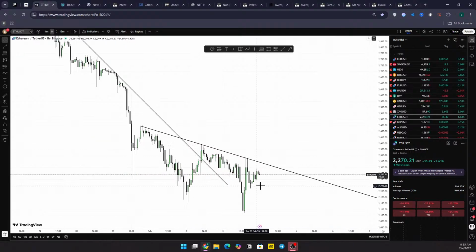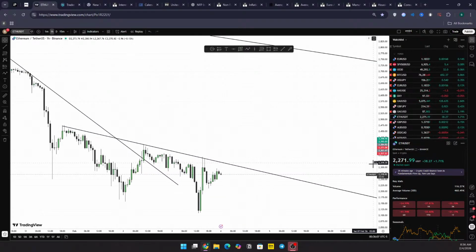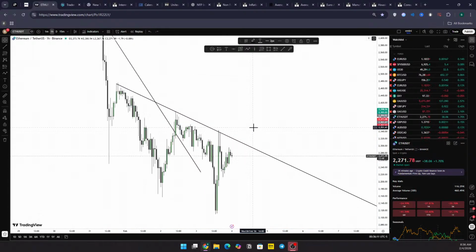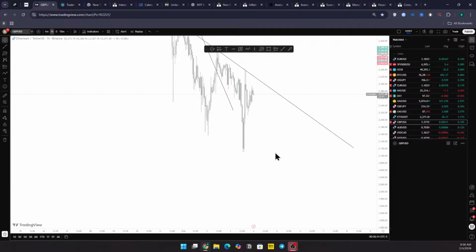Going to Ethereum, I wouldn't have entered this short trade because, guys, the stop loss is just going to be a small range, and I don't like entering that kind of small stop loss. So let's just leave it. Coming to JPYUSD, I've already talked about this. Let's just go to AUDUSD.